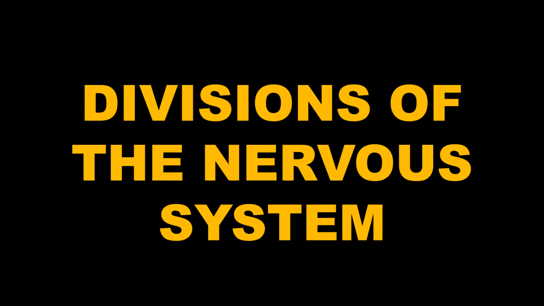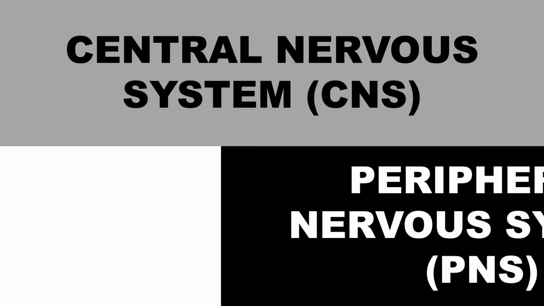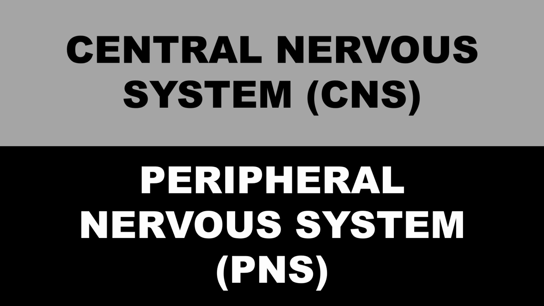So let's now proceed to the different divisions of the nervous system. We'll identify the different divisions of the nervous system, and we will also describe their characteristics. The nervous system can be divided into two: the central nervous system or the CNS, and the peripheral nervous system. The central nervous system consists of the brain and the spinal cord, while the peripheral nervous system consists of all the nervous tissue outside the CNS, which includes the nerves and the ganglia.